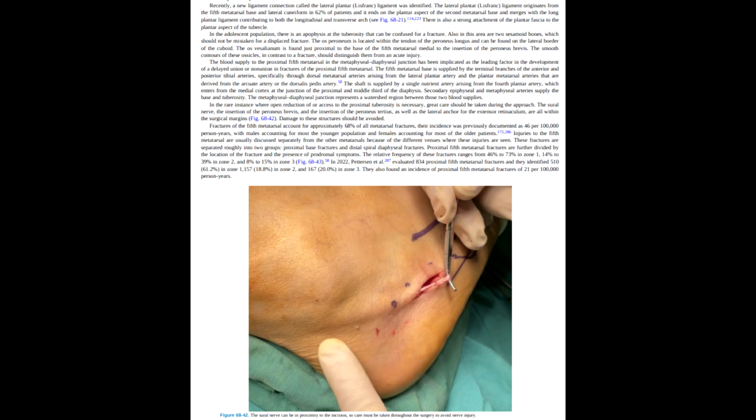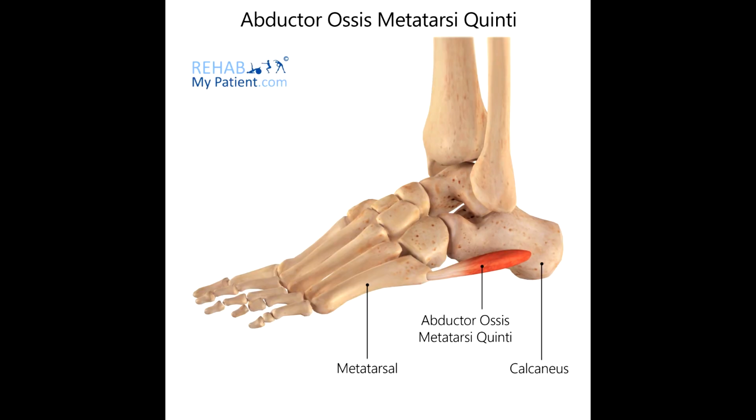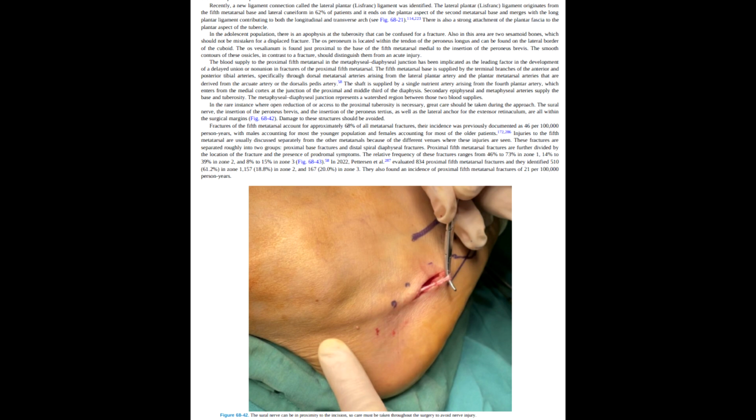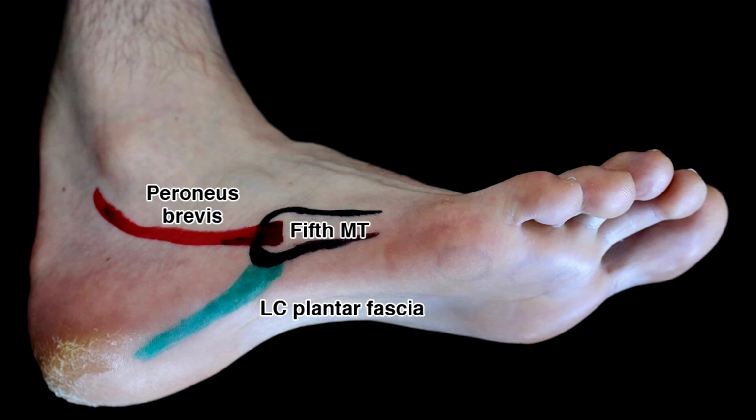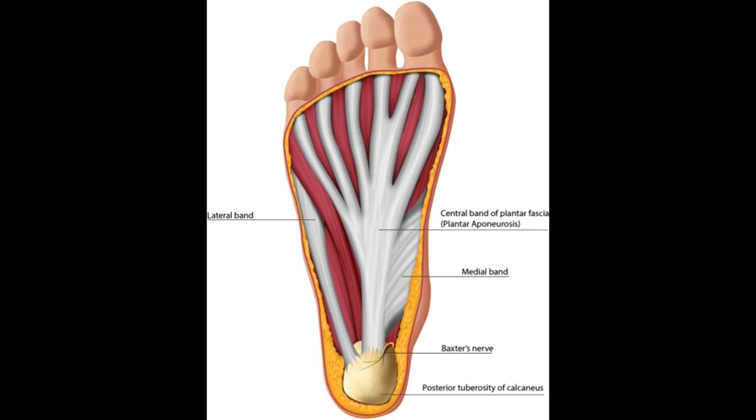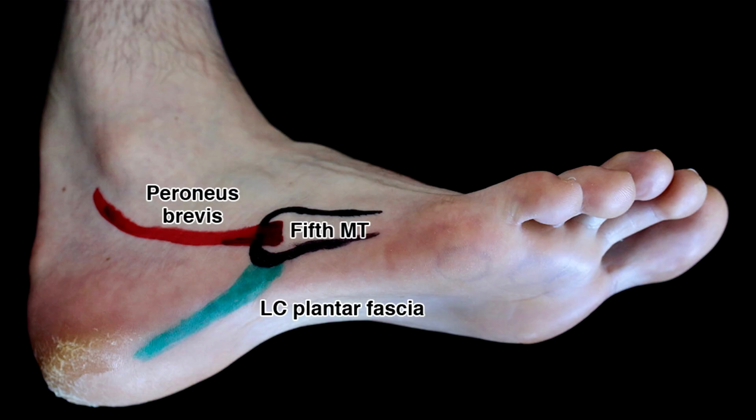A third muscle, the abductor digiti quinti, originates from the lateral plantar surface and courses along the base of the fifth toe. The drawing shows how the peroneus brevis and peroneus tertius tendons pull on the base of the fifth metatarsal. Their combined traction helps explain typical displacement patterns seen in avulsion fractures and Jones-type injuries. The lateral plantar fascia is also shown attaching near the tuberosity, contributing to both longitudinal and transverse arch stability.